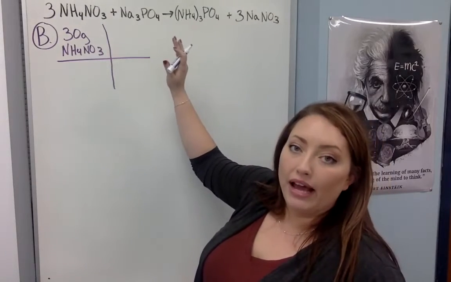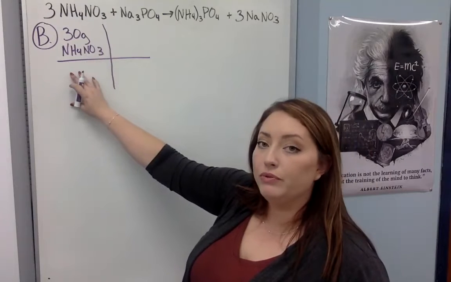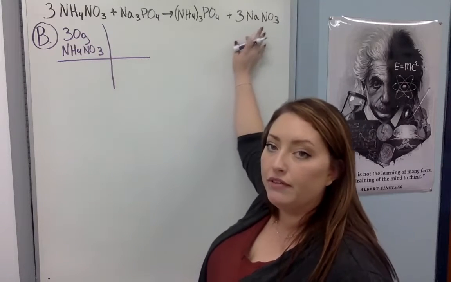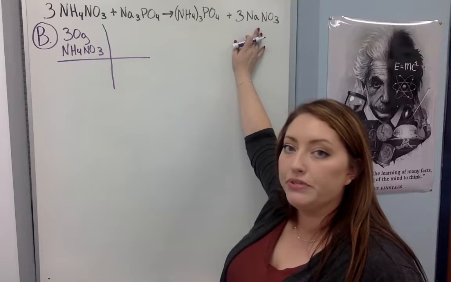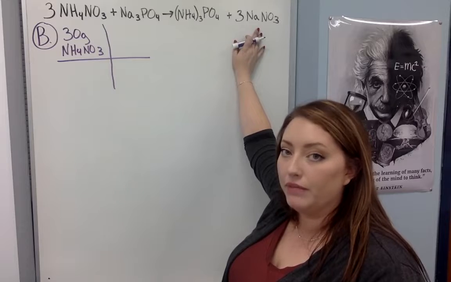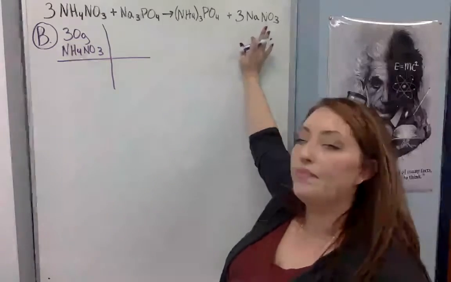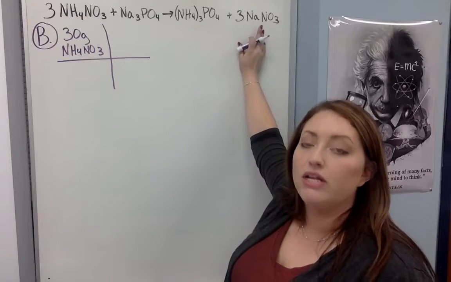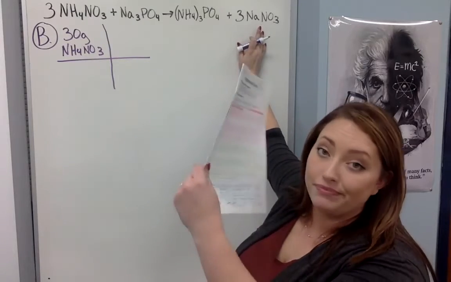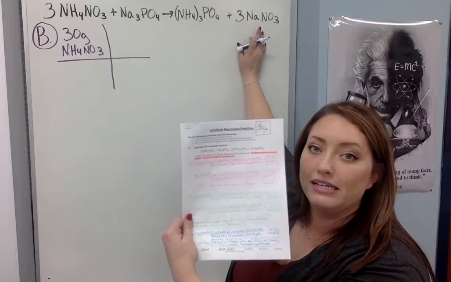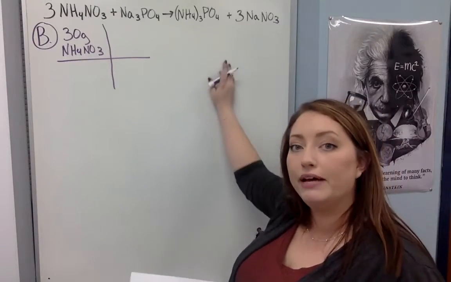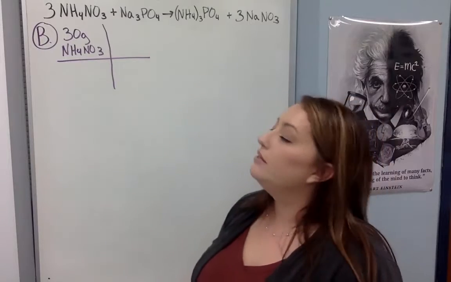What you did on part A, when you figured out which one was your limiting reactant, you already figured out how much of the sodium nitrate could be produced. So the answer on part A, that you got 31.8 grams of sodium nitrate, that's the maximum amount you can produce there. So you don't have to redo that work unless you want to. I usually do just because I like to see it all written out, but you don't have to. Just don't forget to include that value in the final answer.